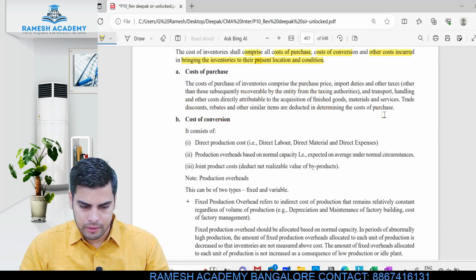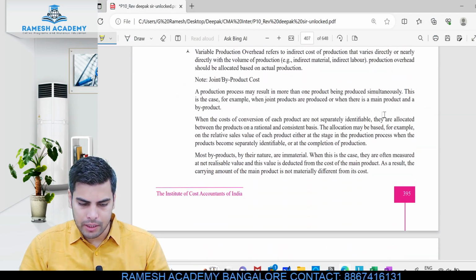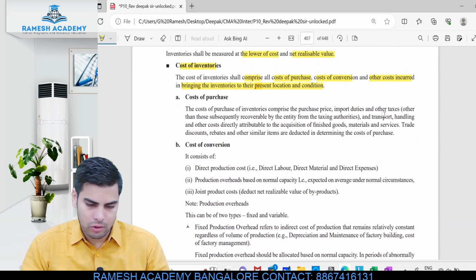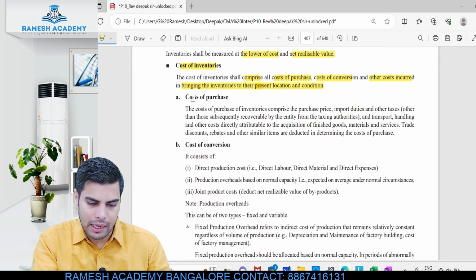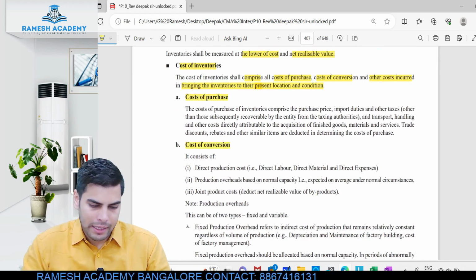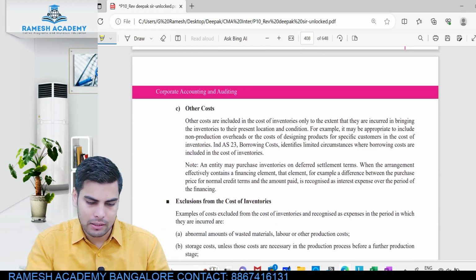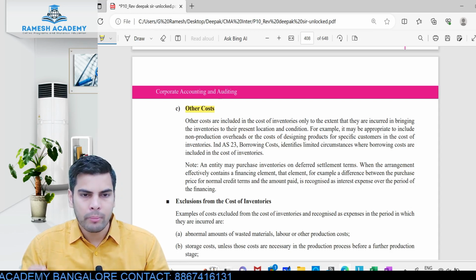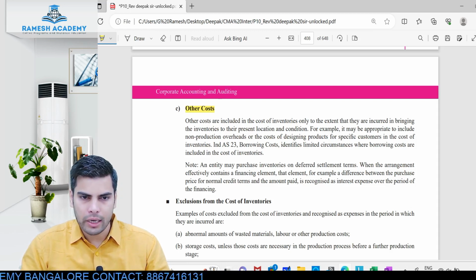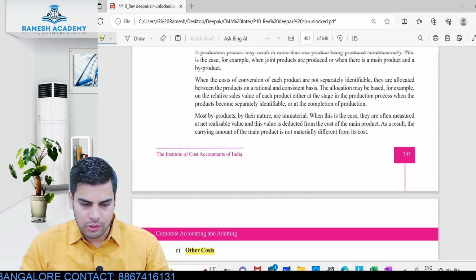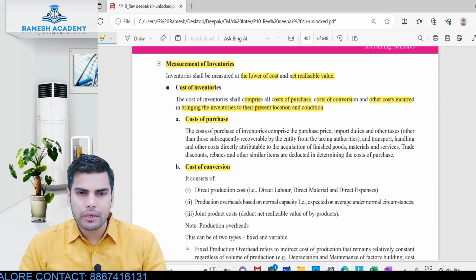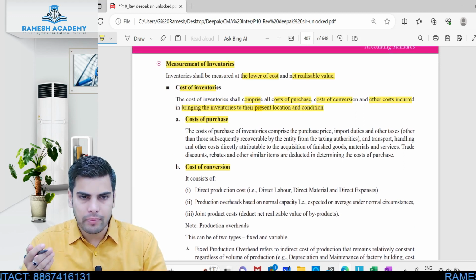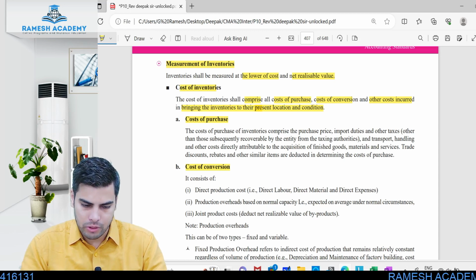Alright. So here they have given you an explanation in detail of what exactly is the cost of purchase, what exactly is the cost of conversion, and in the same way what exactly are the other costs which are necessary or incidental for bringing the inventory to the present location or condition. Clear? So let's talk about these three. When it comes to cost of purchase, quite simple, right? The amount which you actually spent in order to get this particular product will be treated as cost of purchase.